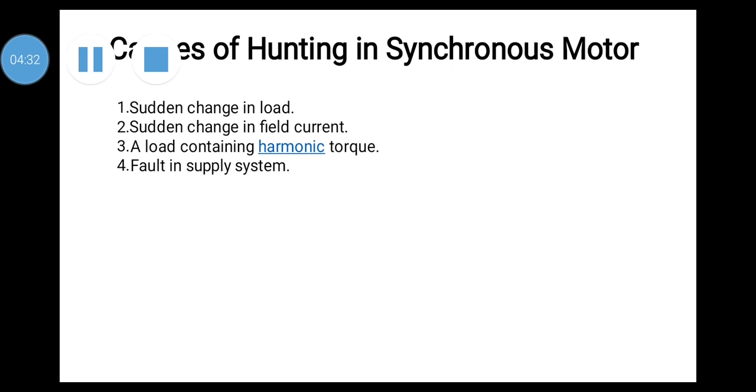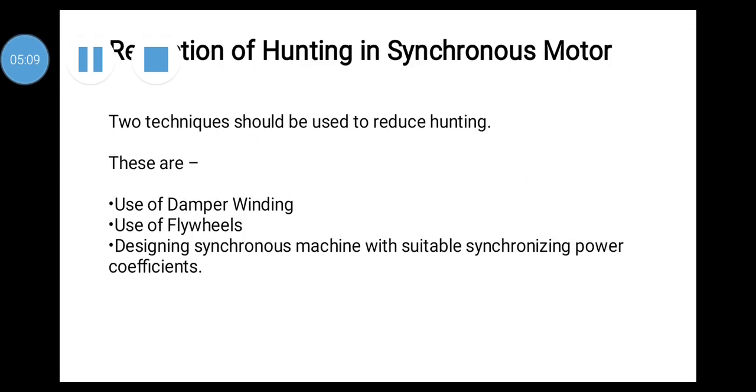And what are the causes of hunting? A sudden change in load, as I told earlier; a pulsating supply frequency is also possible; a sudden change in the field current, if the exciting current is changed; and if the torque contains harmonics, then again the chances are there. Faults in the supply system: if the supply system gets a fault, then hunting will also happen in synchronous motors.